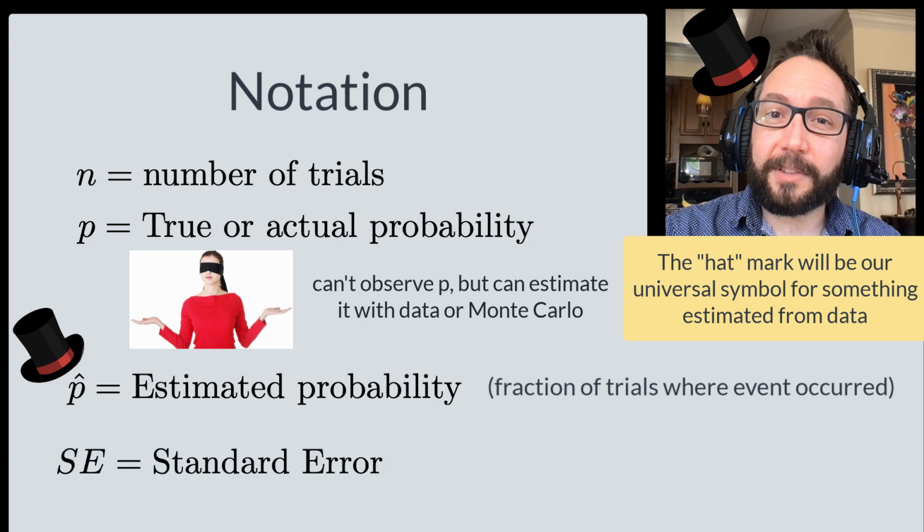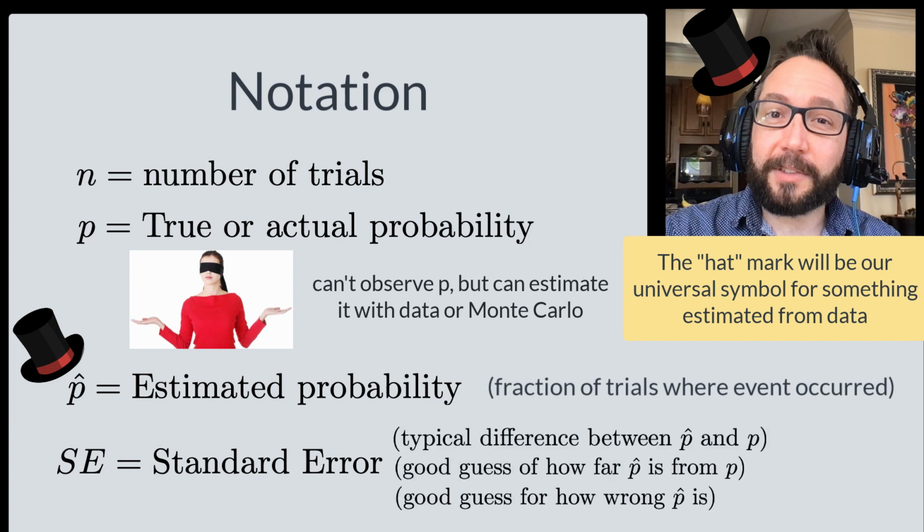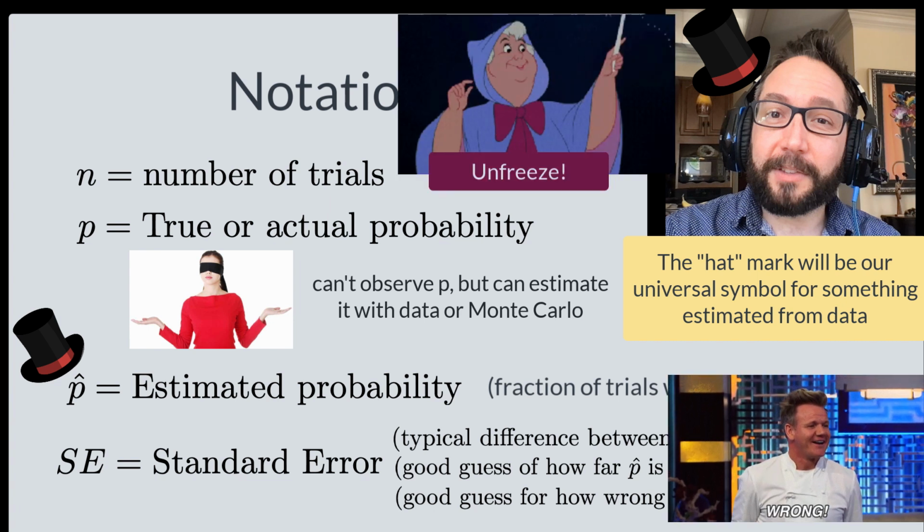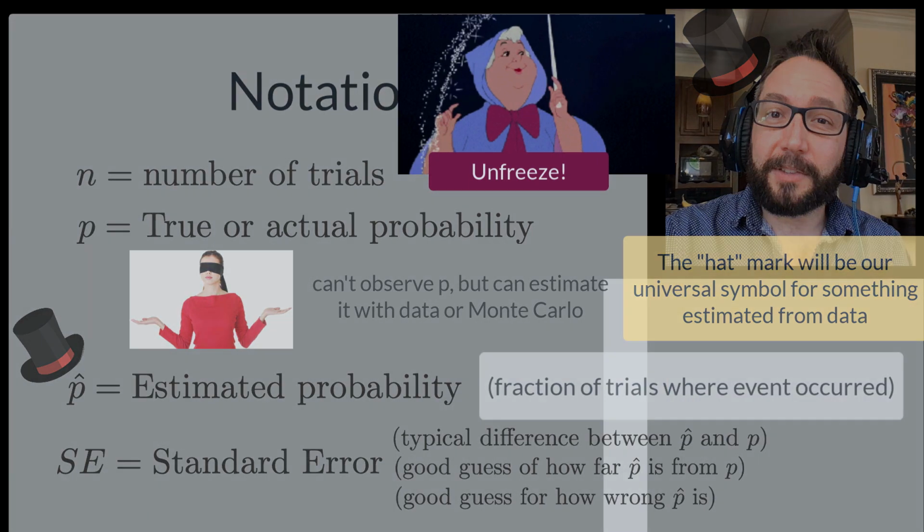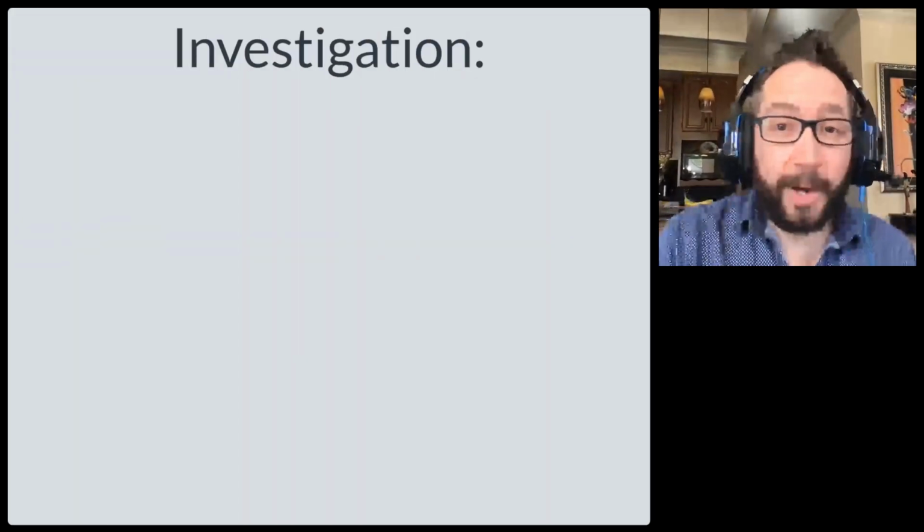So the standard error is going to be the typical difference we expect between P hat and P, our estimated probability and the true probability of that event occurring. It's a good guess for how wrong our guess really is. So let's go ahead and investigate.